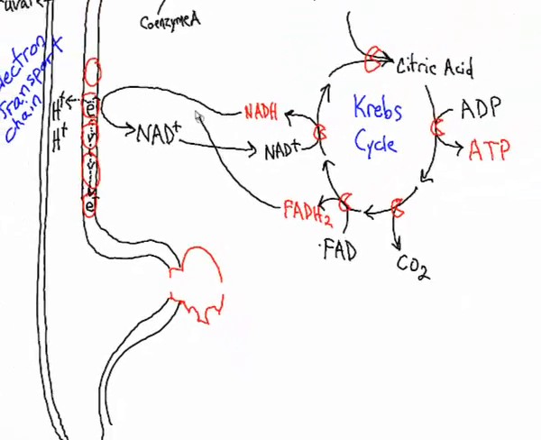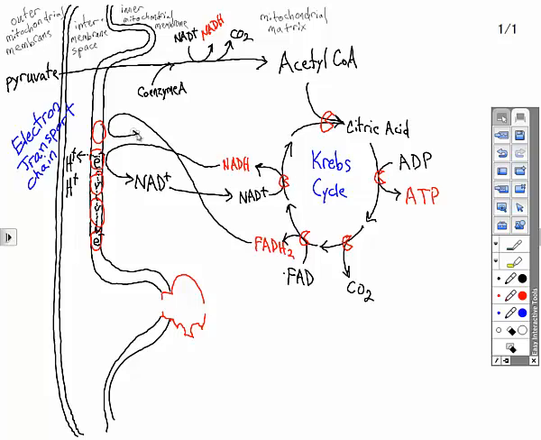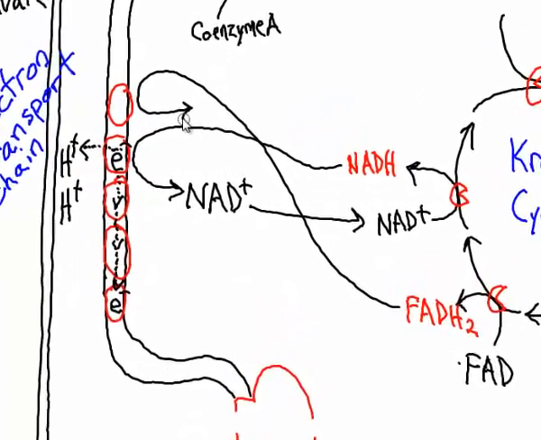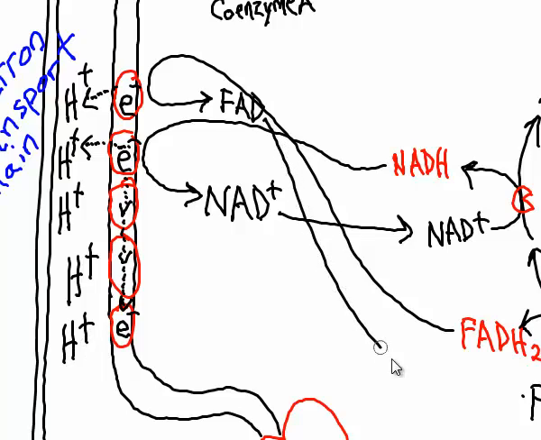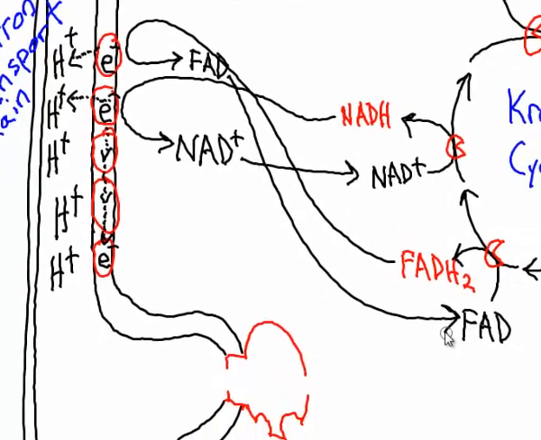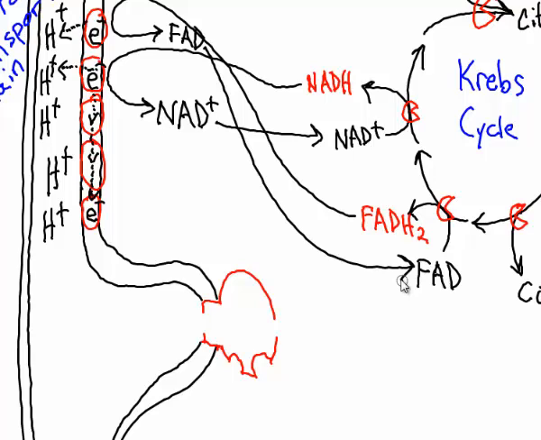FADH2 can do the same thing. So let's say it drops off its protons and electrons onto the chain. So we end up with some protons building up here in the intermembrane space. Every time one of these drops off something, it can go back over to the Krebs cycle and pick up more. So they actually call these molecules, NAD and FAD, electron carriers, because their job is to transport the electrons over to the electron transport chain.